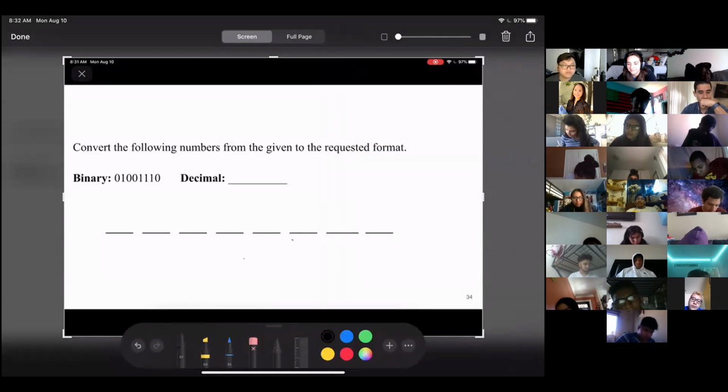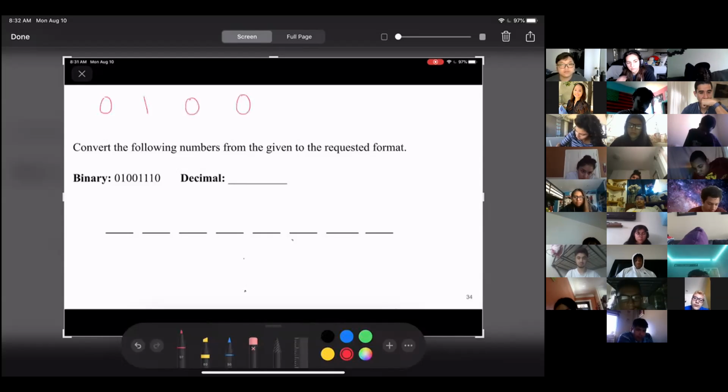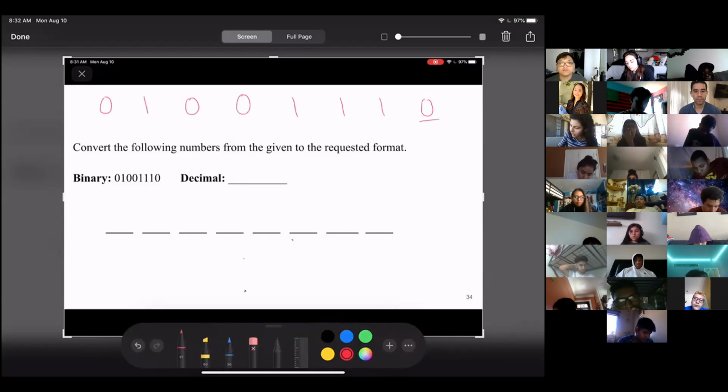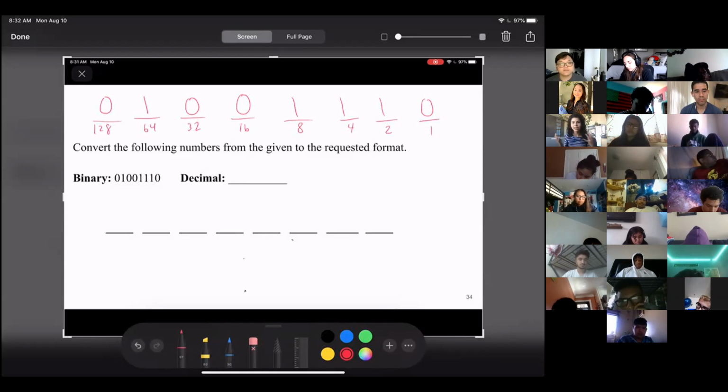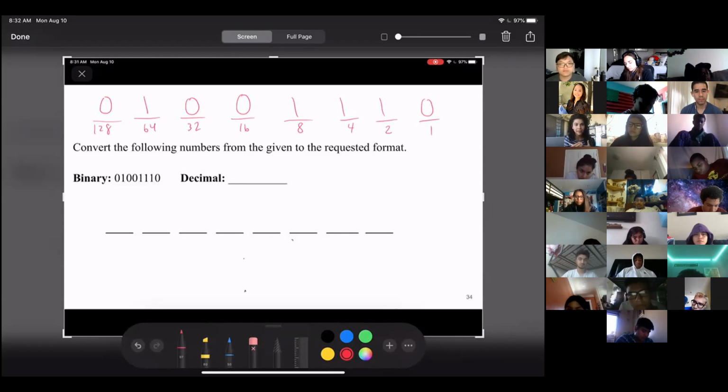Okay, wonderful. So I would write it down like this if I was a student. 0, 1, 0, 0, 1, 1, 1, 0. Spaced out like that. Then underline them all and fill in the place values. So starting on the right side, we have a 1's place, the 2's place, the 4's, the 8's, 16, 32, 64, and 128. So again, the process is super simple. To get our decimal number, just add up anything that has a 1 there.